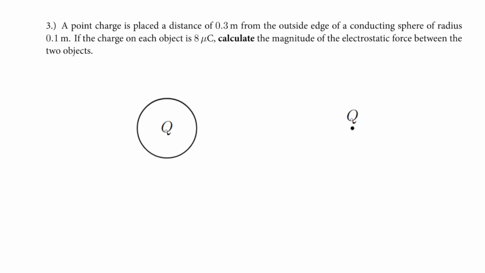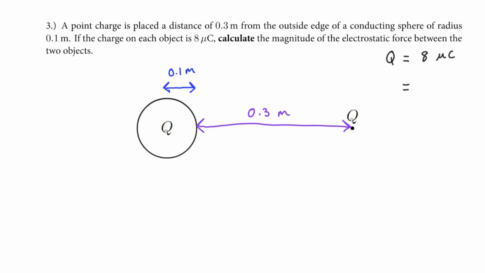If a point charge is placed a distance 0.3 meters from the outside edge of a conducting sphere of radius 0.1 meters, and we're given the charge on each object, calculate the force. So let's fill in some dimensions here. We're given that a point charge is placed 0.3 meters from the edge of a conducting sphere of radius 0.1 meters. So this was our situation, and we also know the value of Q. Q was given to be 8 microcoulombs. And again, the prefix micro means 10 to the minus 6th.